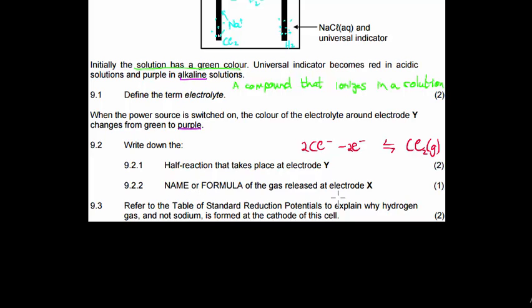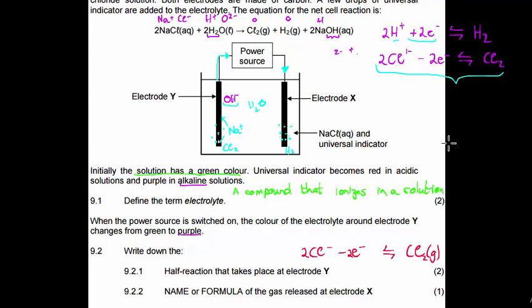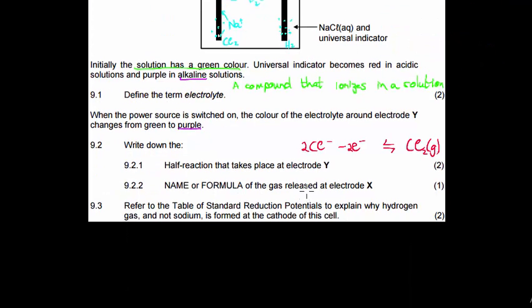What is the name or formula of the gas released at electrode X? That would be hydrogen, or H2 gas. Refer to the table of standard reduction potentials to explain why hydrogen gas and not sodium is formed at the cathode of this cell.